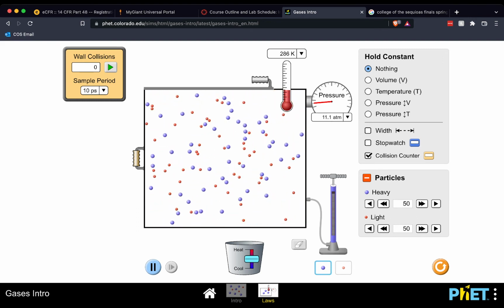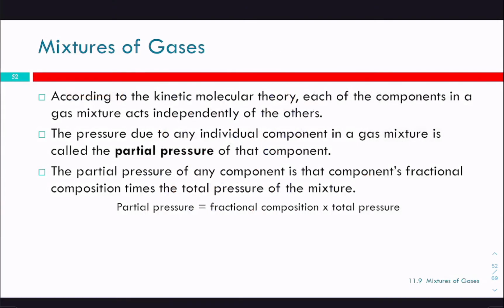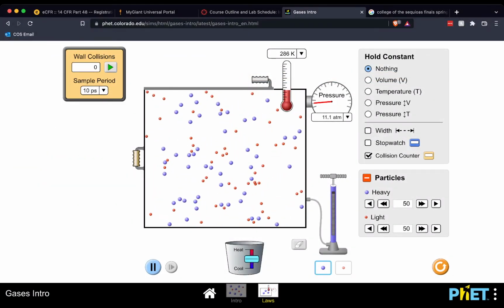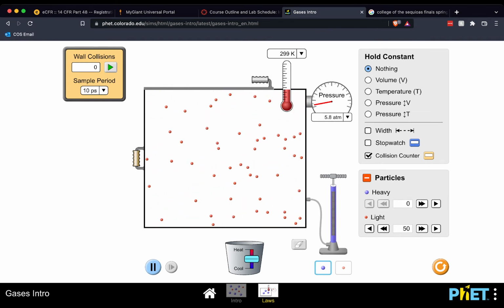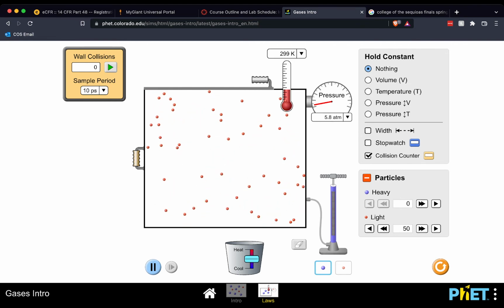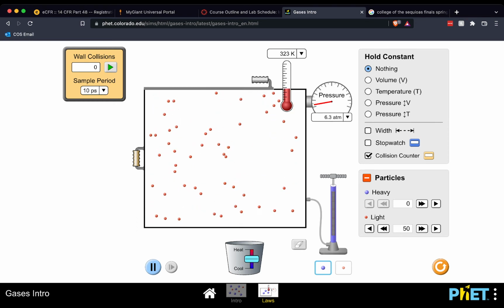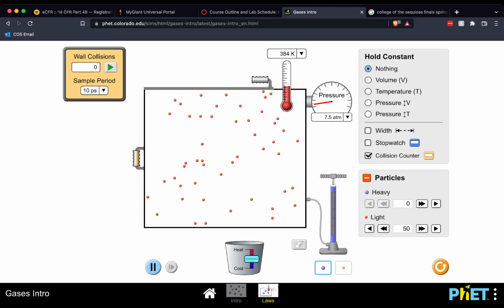Doesn't matter. The pressure, though, of each component in that mixture is actually related to how much of that component there is. So actually, I think this is the better demonstration here. So here we're at 11.1 atmospheres. If I take out all of our heavy particles, so we've only got light, we drop to 5.8. I can add 50 more light particles, or 11.6. Why did I go to 12.6?